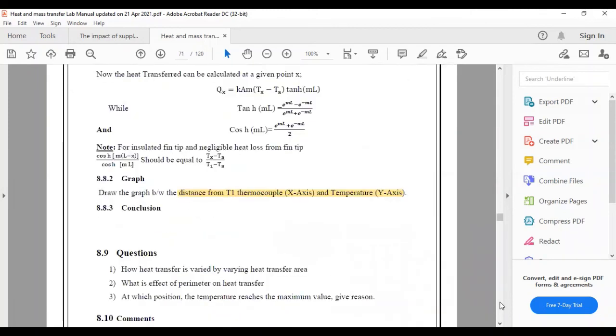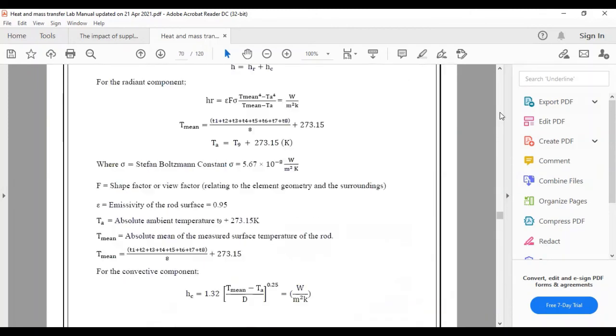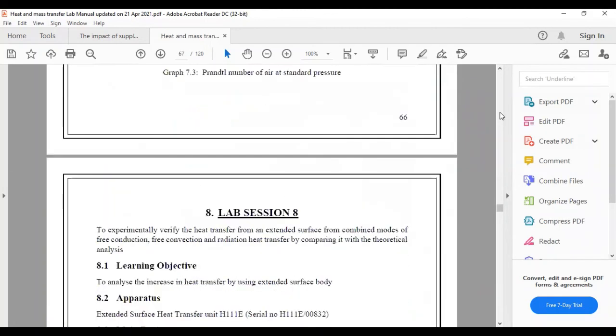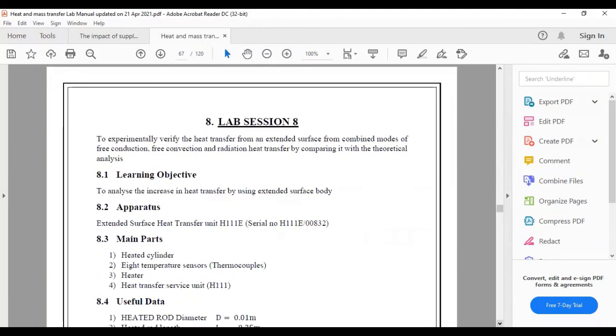So this is all about the experiment, and that was about the extended surface heat transfer unit. Now in the next lab sessions, we will learn other experiments as well. So thank you so much.